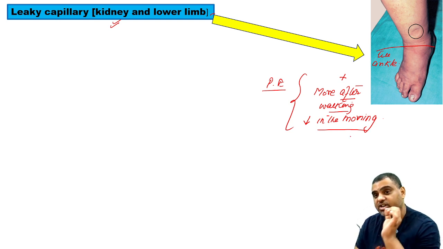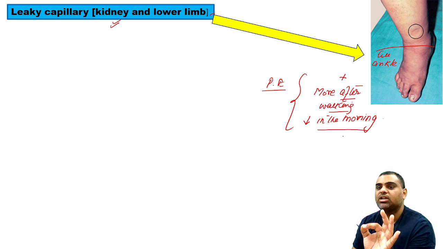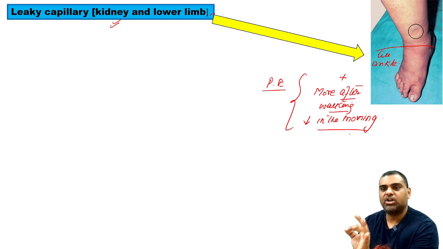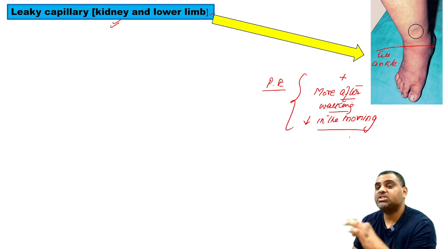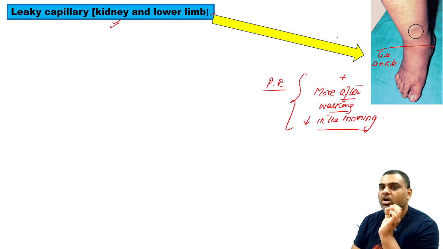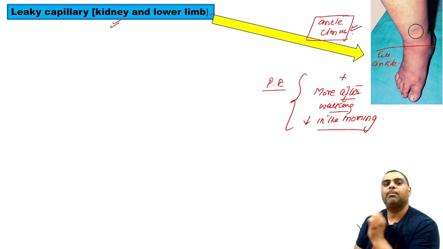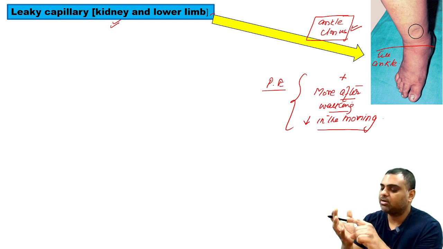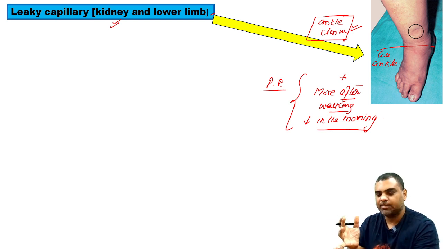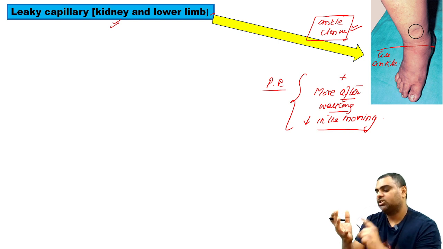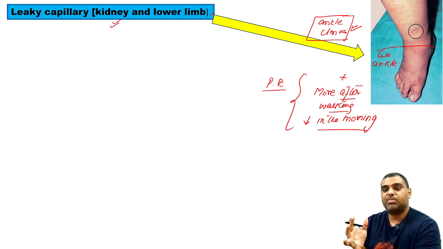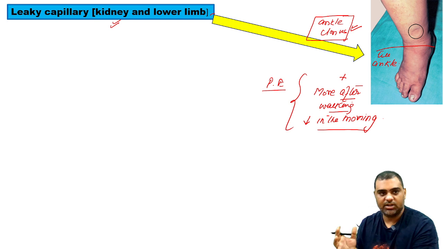But if the edema is stationary, that is, it is always present irrespective of the time of the day or irrespective of rest, and edema is present above the ankle, or if pedal edema is associated with ankle clonus. This has been once asked in the PG exam, ankle clonus, then that will be called pathological pedal edema. So when we call a pedal edema pathological, any three: ankle clonus is present, it is above the ankle, and it is always present irrespective of rest or the time of the day.